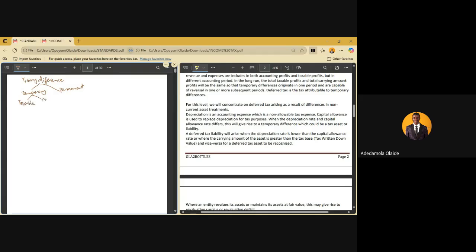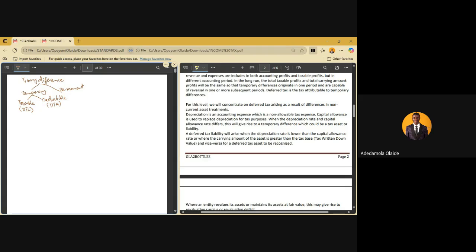a taxable temporary difference or a deductible temporary difference. If it is taxable, that means it will end up giving us a deferred tax liability. If it is deductible, it will end up giving us a deferred tax asset.